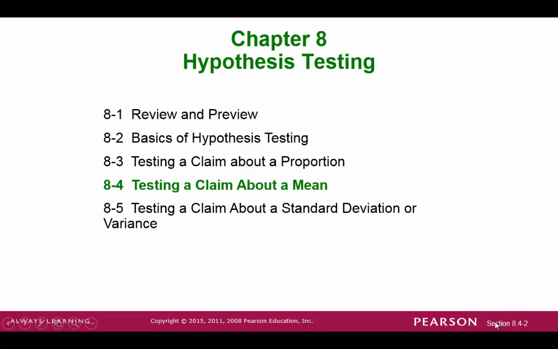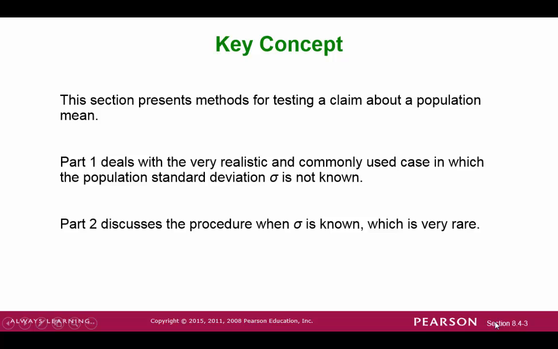Section 8-4, Testing Claims About a Mean. The main idea behind this section is to test a claim about a population mean. There are two parts to this.